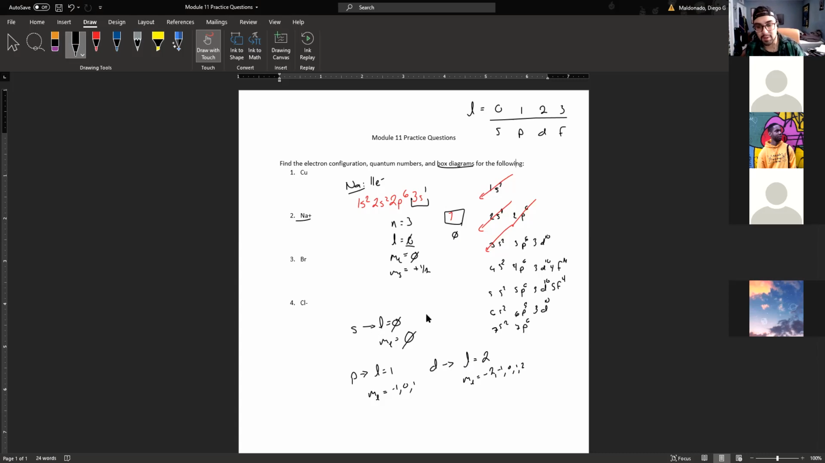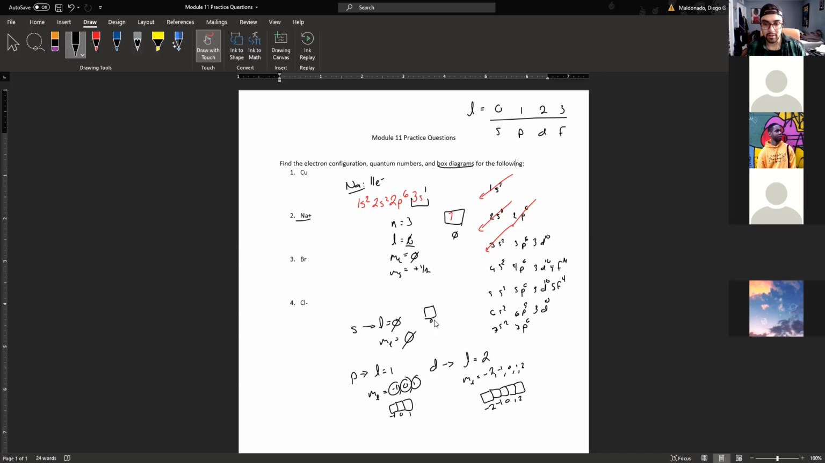So the orbital box diagram for s will be just one box. The orbital box diagram for p will be three boxes because we have three possible values for ml. And how many boxes will we have for d? Five. There you go. That is your orbital box diagrams. Any questions on that part? No, now I get it.